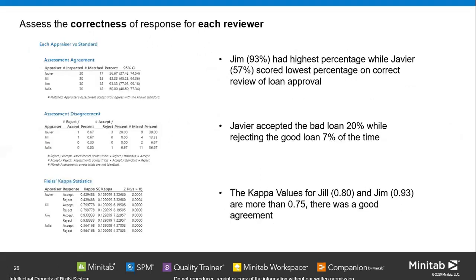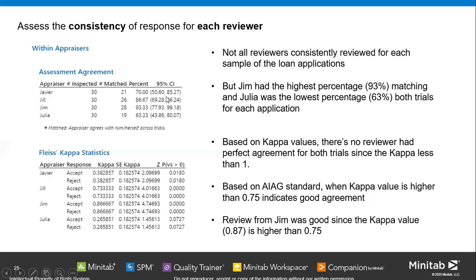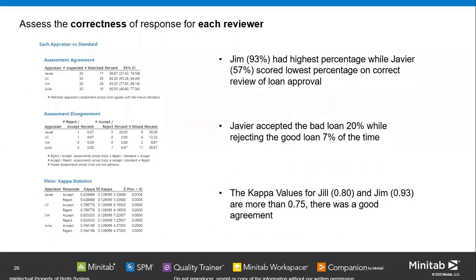Okay, and then this one is the correctness of response for each reviewer. So Jim, again the same thing, has the highest percentage, while Javier has the lowest percentage of correct reviews on the loan approval. So this one they compare the reviewer to the standard. Okay, so you see that before was a comparison between reviewers only. This one is the reviewer to the standard. So here you see that Jim is the highest again, and Javier is the lowest.